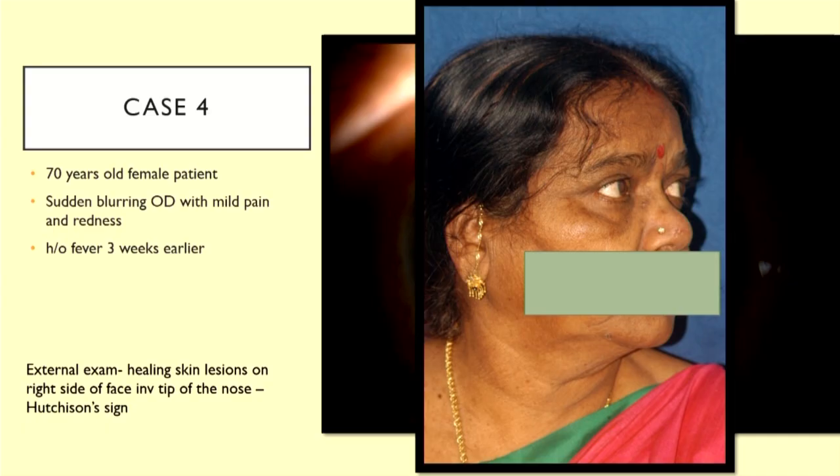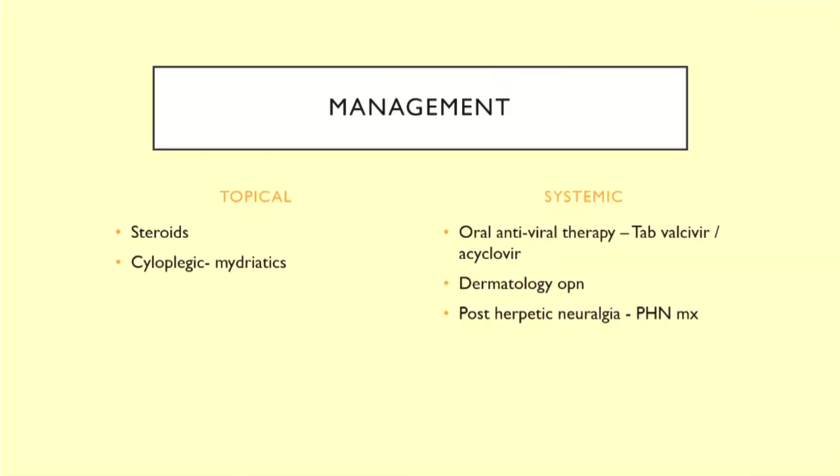So she may not really bring it up to you, but it is important to ask for a history of skin involvement, especially when you see patients at extremes of age. So the treatment is again straightforward as far as anterior uveitis is concerned, but being zoster, she needs treatment with antiviral. Appropriate antivirals like either valacyclovir or acyclovir can be added.